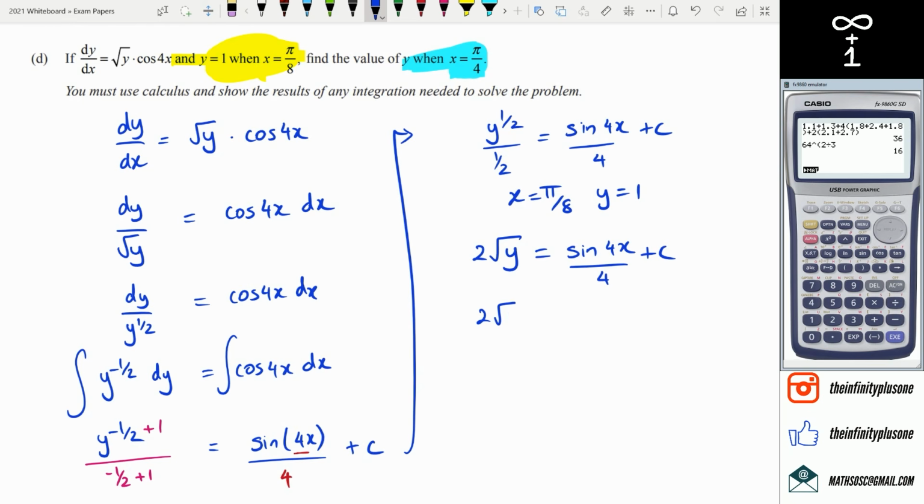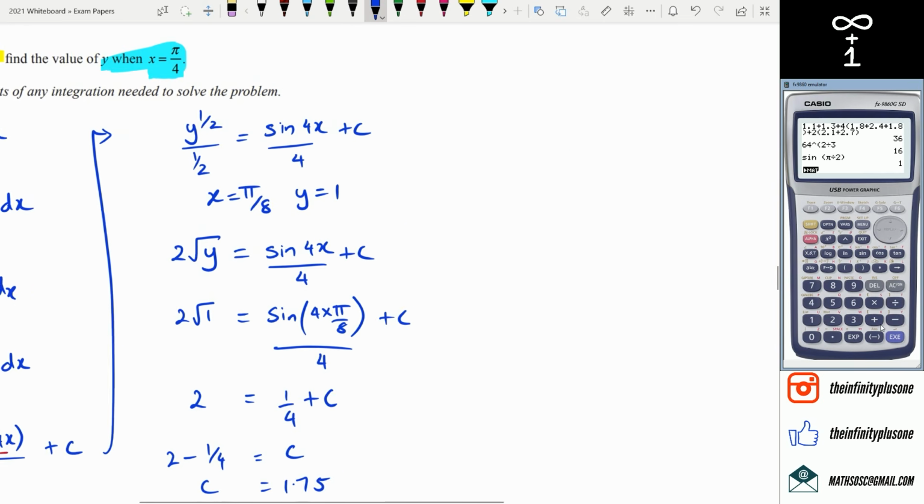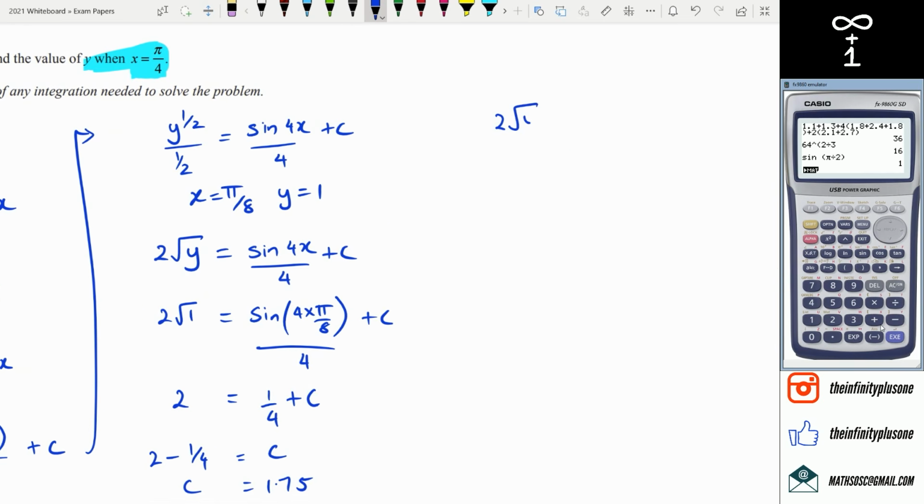So I've got 2 square root of 1 equals sine of 4 times pi over 8, over 4, plus c. So I'm going to get 2 is equal to, now sine of pi over 2, I mean, I could do 4 pi over 8, same thing, so 1. So it's a quarter plus c. So I can say that c is equal to 2 minus a quarter, so c is equal to 1.75. So coming back to this, I've got 2 times square root of y equals sine 4x over 4 plus 1.75.